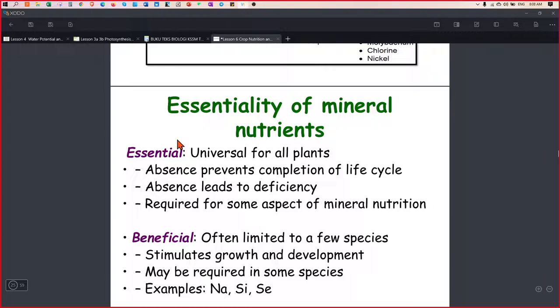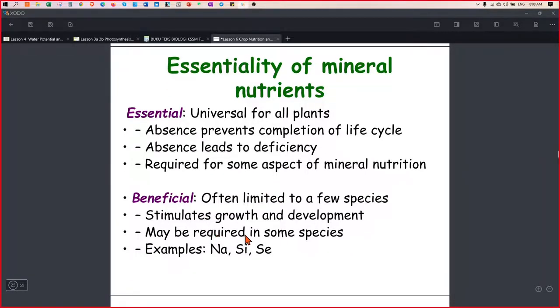So that's when the terminologies of essential and beneficial come into place. When nutrients are essential, it means the absence of the nutrients will prevent the plants from completing its life cycle. So it's needed regardless. Beneficial, if it's not present, it's fine, the plant can complete the life cycle. But if it's present, it can stimulate the growth and development. The plant is happier. So these elements include sodium, silicon, and also Se. This is selenium.